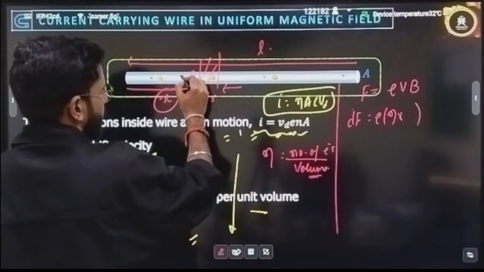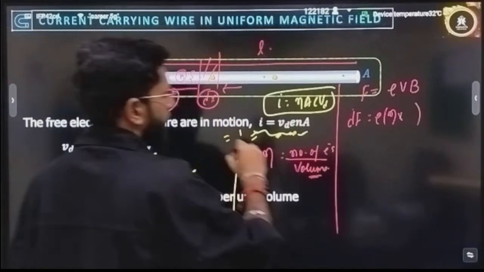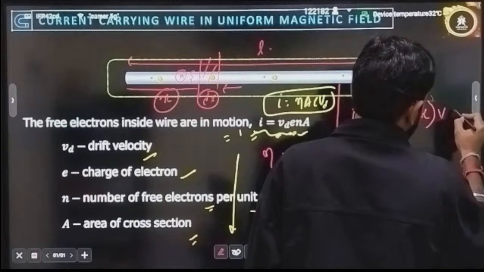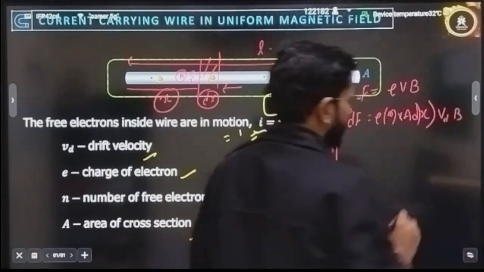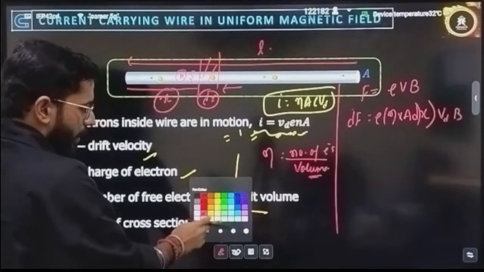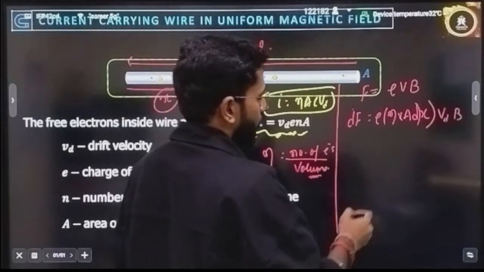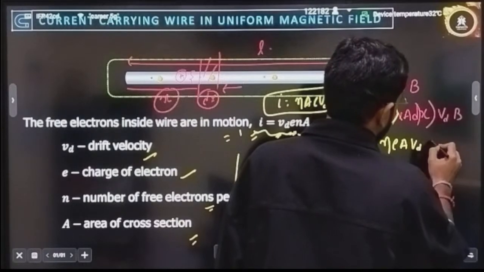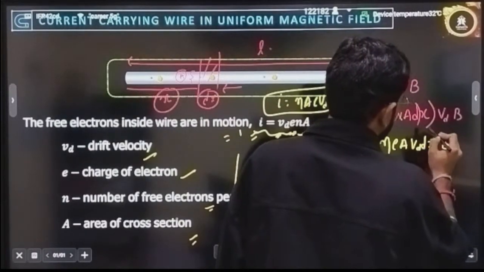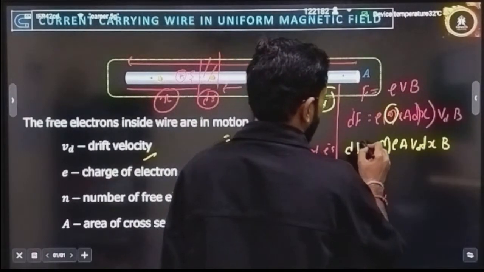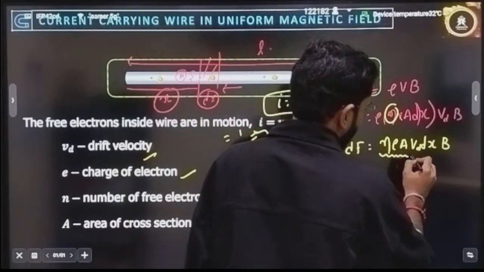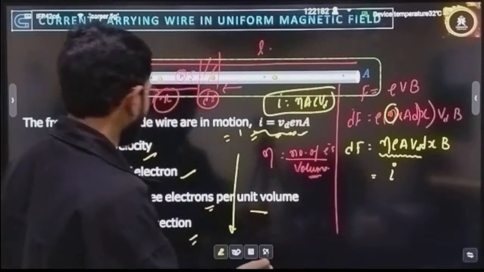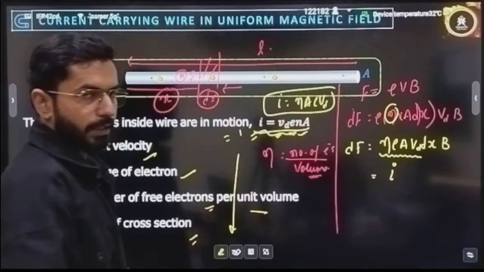Now how will we write this volume? Let's suppose some cross-sectional area is A and the length is dx. So I will write it as A into dx, and then there is some drift velocity v_d, into B. Correct? Now you tell me, have you ever seen this formula? eta e A v_d dx into B. This is dF. What is this complete term, eta A e v_d? If anyone remembers, yes, it is the current formula. Here you can see the current is eta A e v_d.